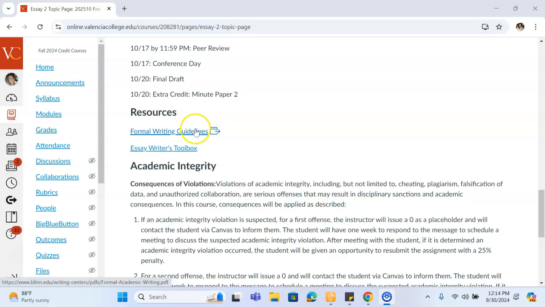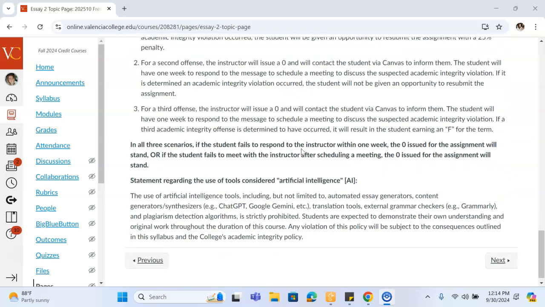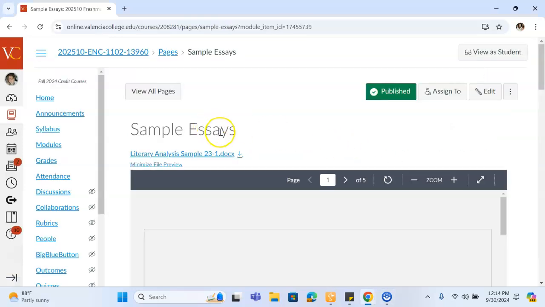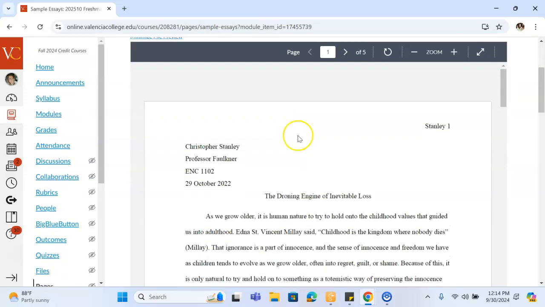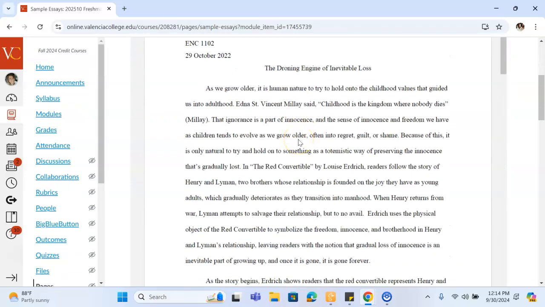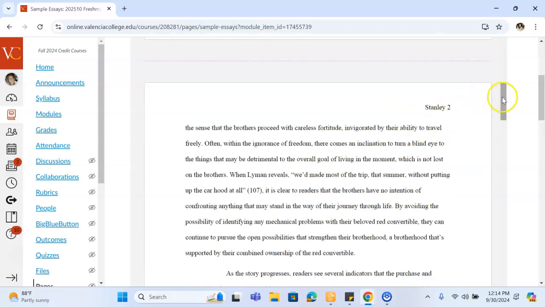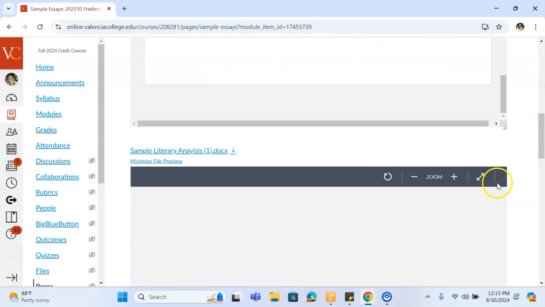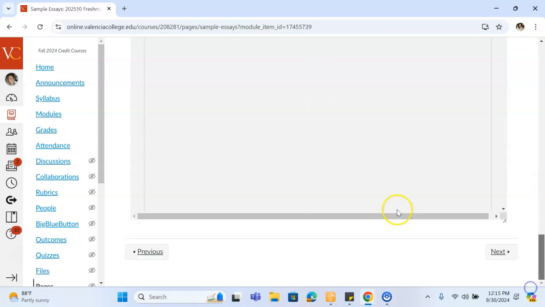I've provided you a couple of resources. If you click this link, it'll take you to some formal writing guidelines. The second one will link you to our course module with the Essay Writer's Toolbox. As a reminder, academic integrity is of the utmost importance, so you'll want to be mindful of that. Additionally, in this module, you also have access to 3 literary analysis sample essays. What these students were writing about may be different stories or different topics than what you've been provided, but each provides a decent literary analysis for their assignments at that time. They did a pretty good job, so that is worth noting.